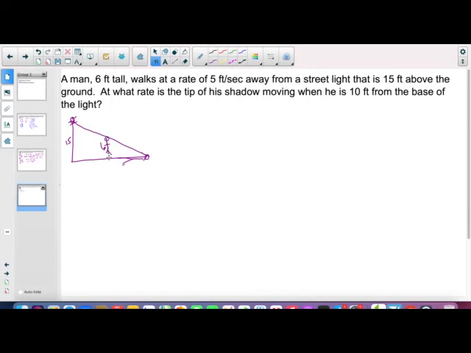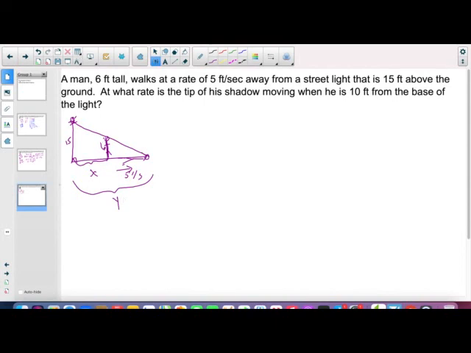Now, we know he is 6 feet tall. We know this is a right angle. So we know the big triangle is going to be proportional to this small triangle. So we're going to use proportions to help solve this one. A man 6 feet tall walks at a rate of 5 feet per second away from the street light. So he's walking in this direction at a rate of 5 feet per second. At what rate is the tip of the shadow moving when he is 10 feet from the base of the light? I'm going to let this length right here be my x. I'm going to let the length of the entire large triangle be y.